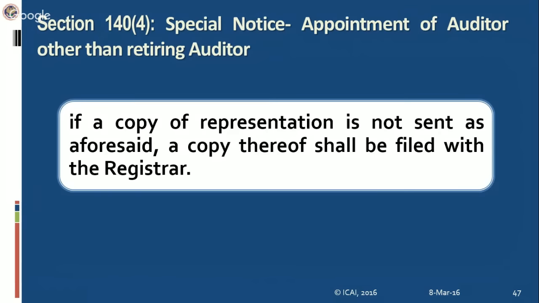If a copy of the representation is not sent as aforesaid, this is how you can prepare the brief notes, I am explaining. If a copy of the representation is not sent as aforesaid, a copy thereof shall be filed. Now, this is basically the next point. The company shall file; it is the responsibility of the company to file a copy of it with the registrar. This is, students, all about section 140. I have explained in detail.